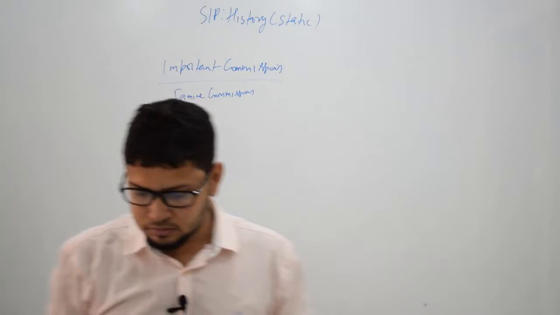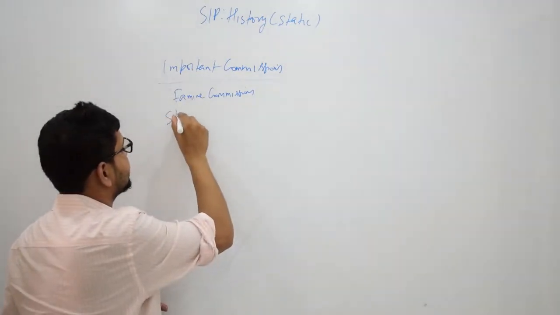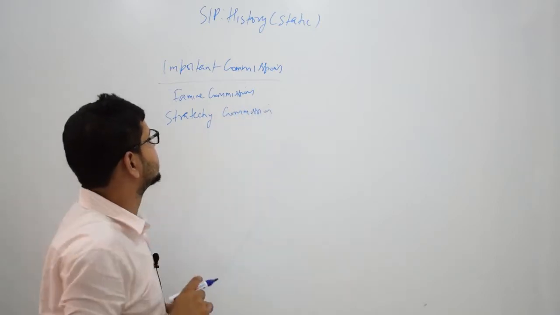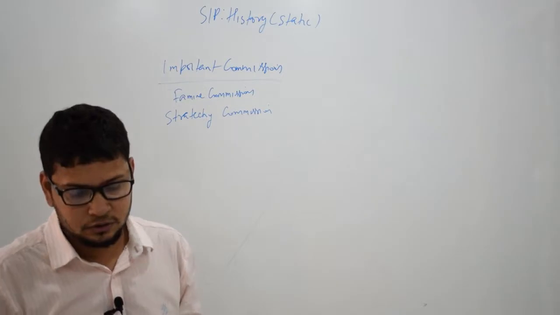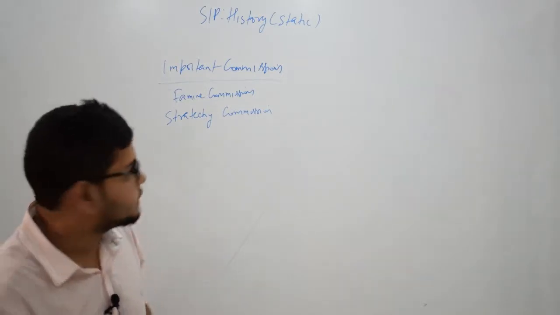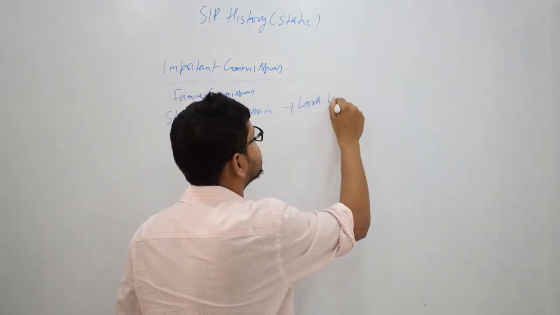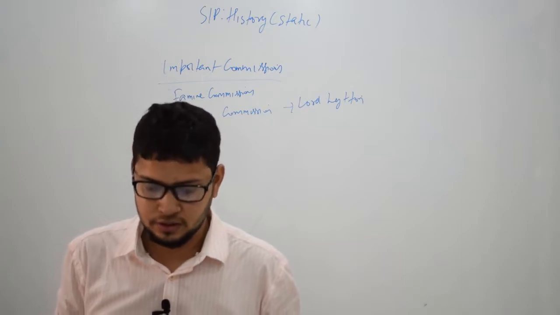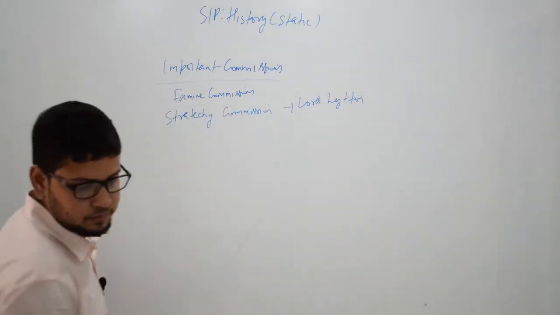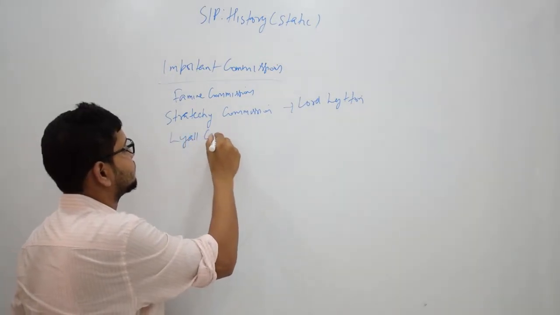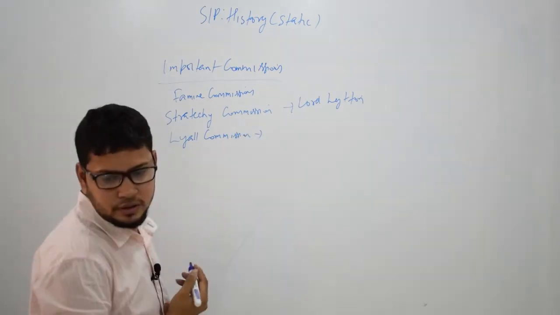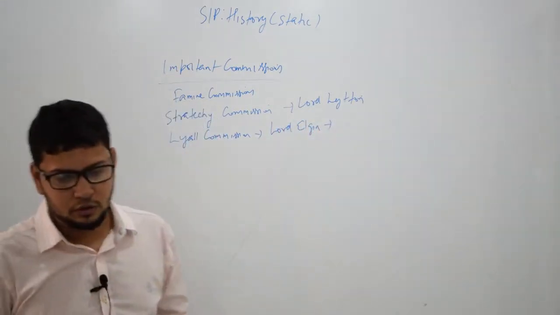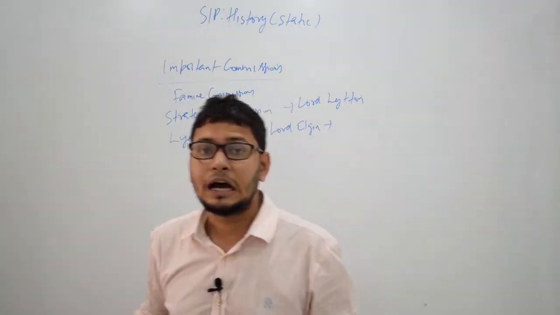First is Strachey Commission. Strachey Commission was established during the time of Lord Lytton, and the main focus of this commission was to give relief to the famine stricken. Next we have Lyell Commission, and it was during the time of Lord Elgin. The focus of this commission was to give suggestions on the earlier report.